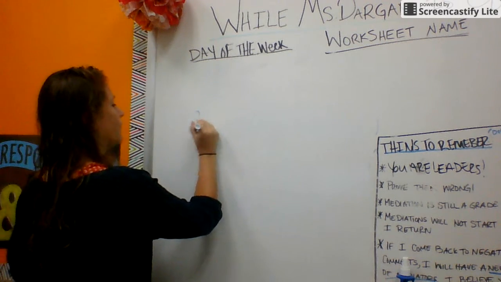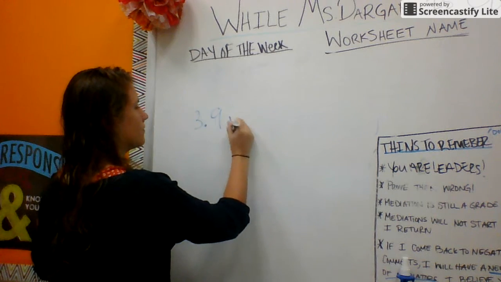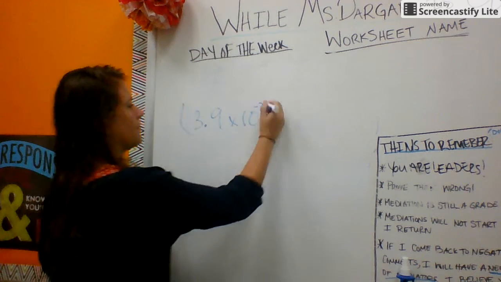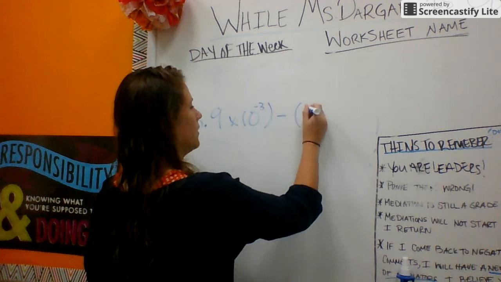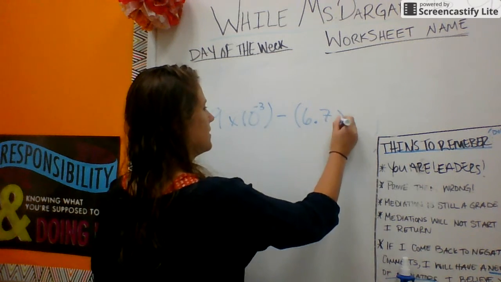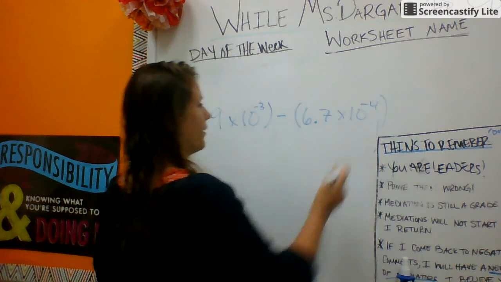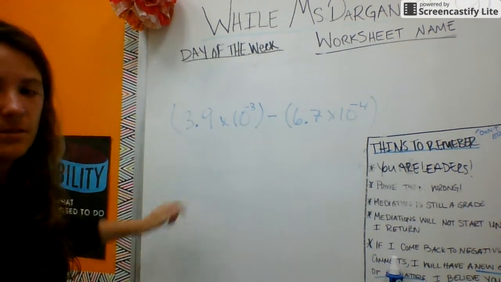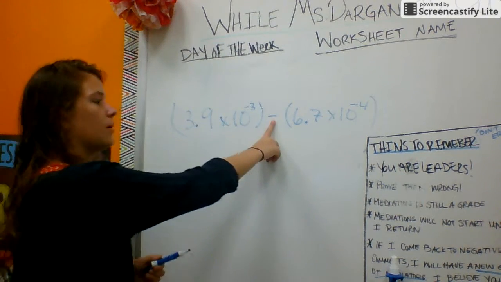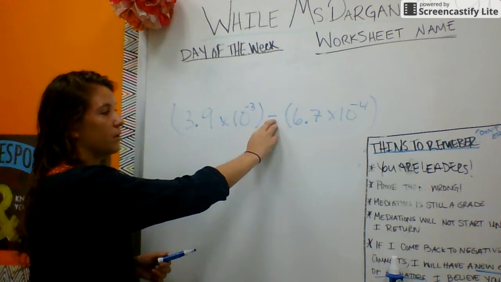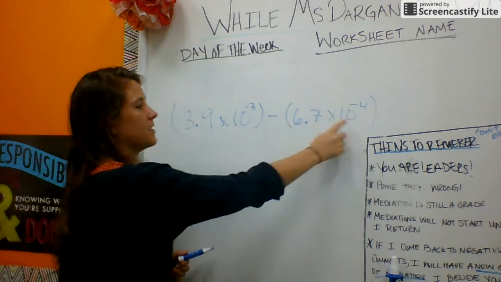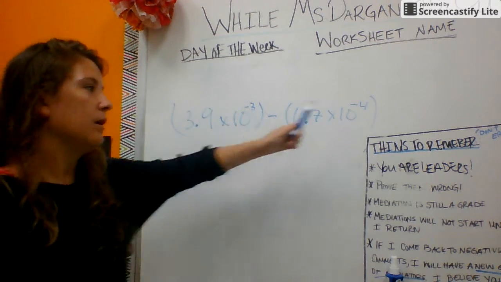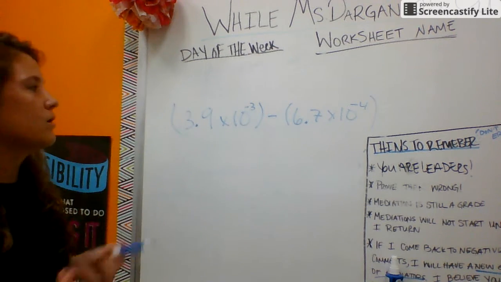I'm going to have 3 and 9/10 times 10 to the negative 3rd power. And that's going to be minus 6 and 7/10 times 10 to the negative 4th power. Again, the first thing that I want to do is check out what I am doing with these 2 expressions. Well, I am subtracting them, and so I know I don't have any real quick shortcuts for subtraction, but I know that my bases need to be the same. Right now, they are not the same. One is -3 and one is -4. We want to change one of ours.